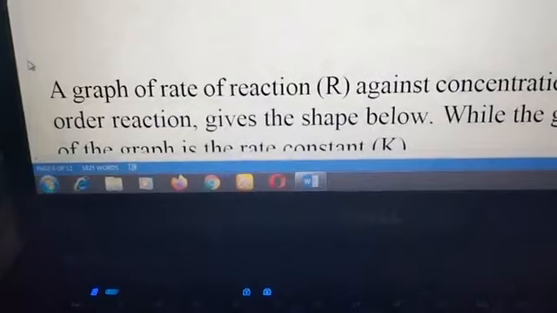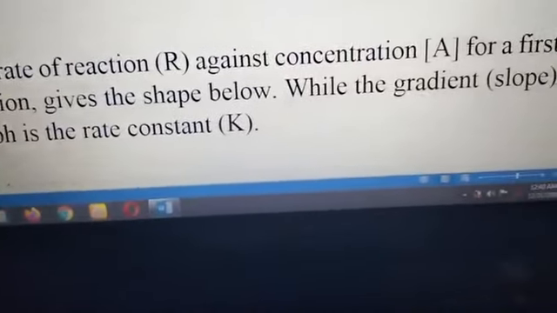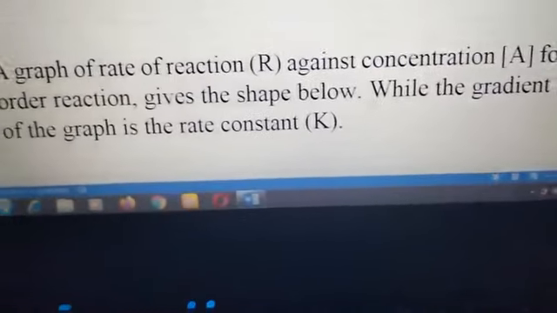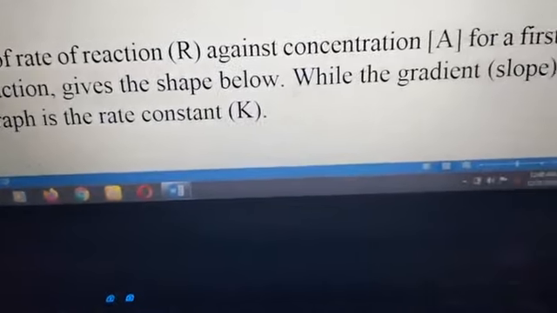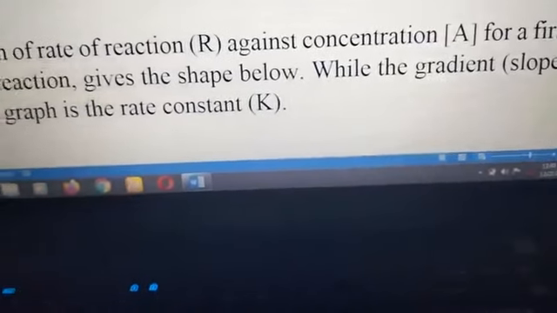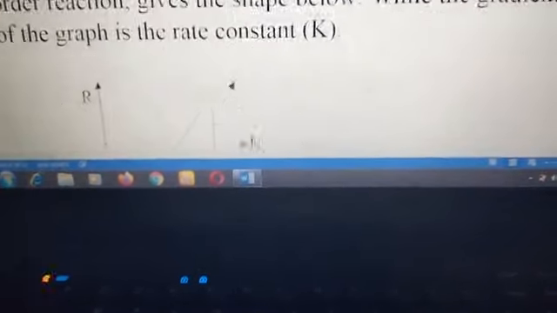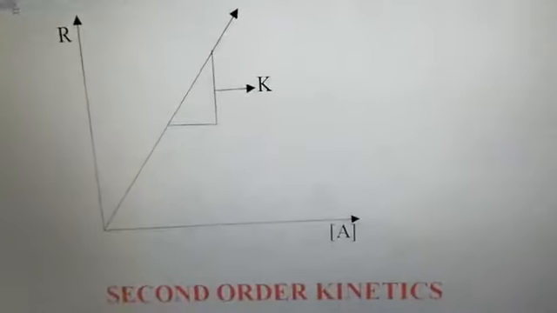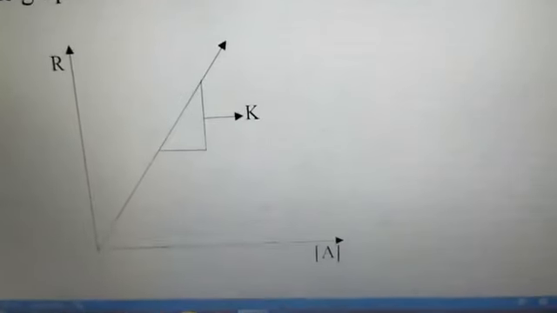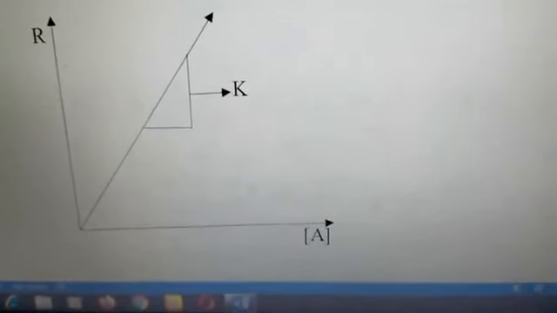So a graph of the rate of reaction against concentration of A for a first order reaction gives the shape below, while the gradient or the slope of the graph is the rate constant K. If you plot the rate of reaction against concentration for a first order reaction, we have a straight line, a linear graph of this nature, because the rate depends on concentration.